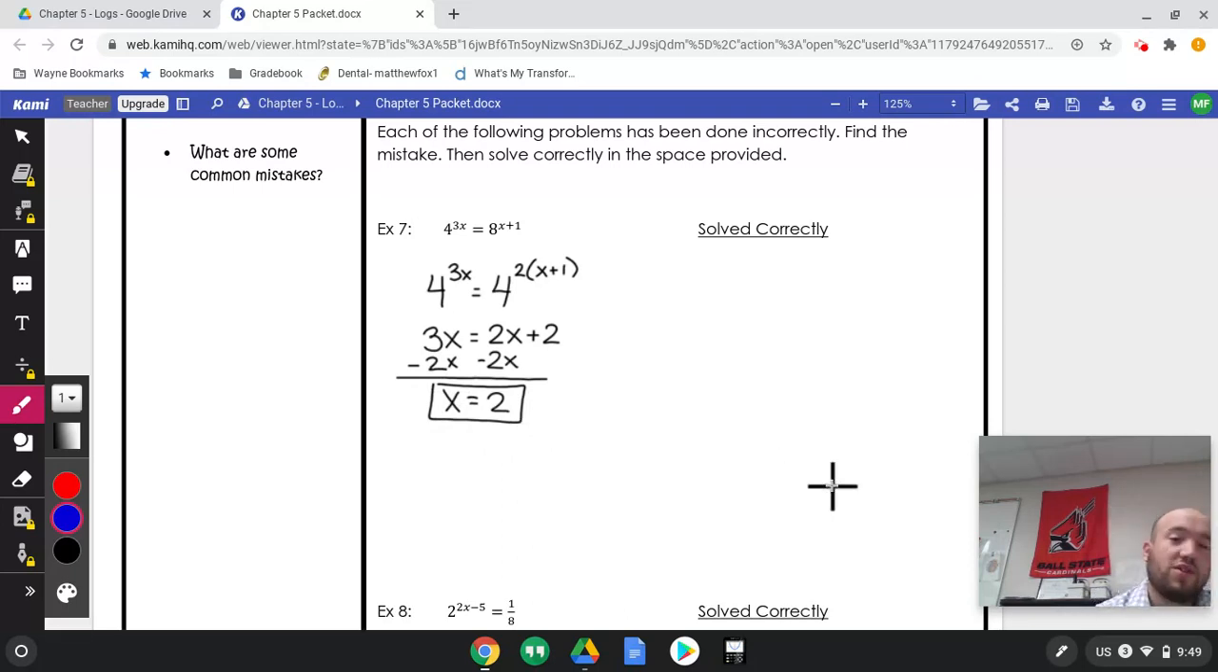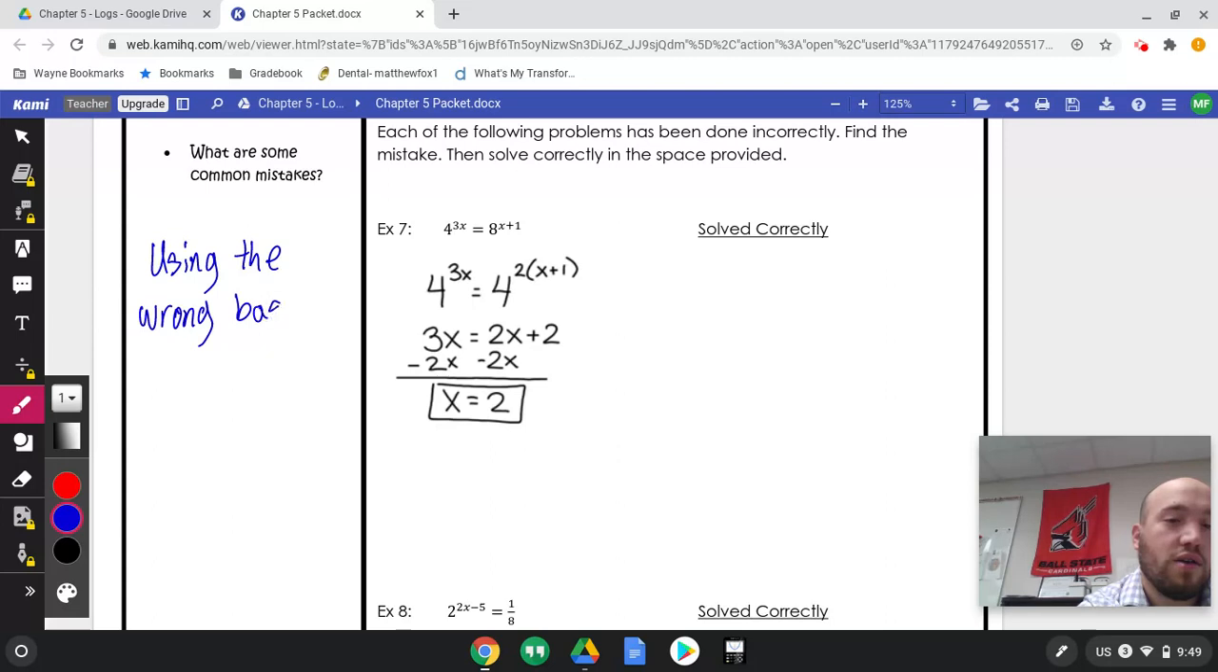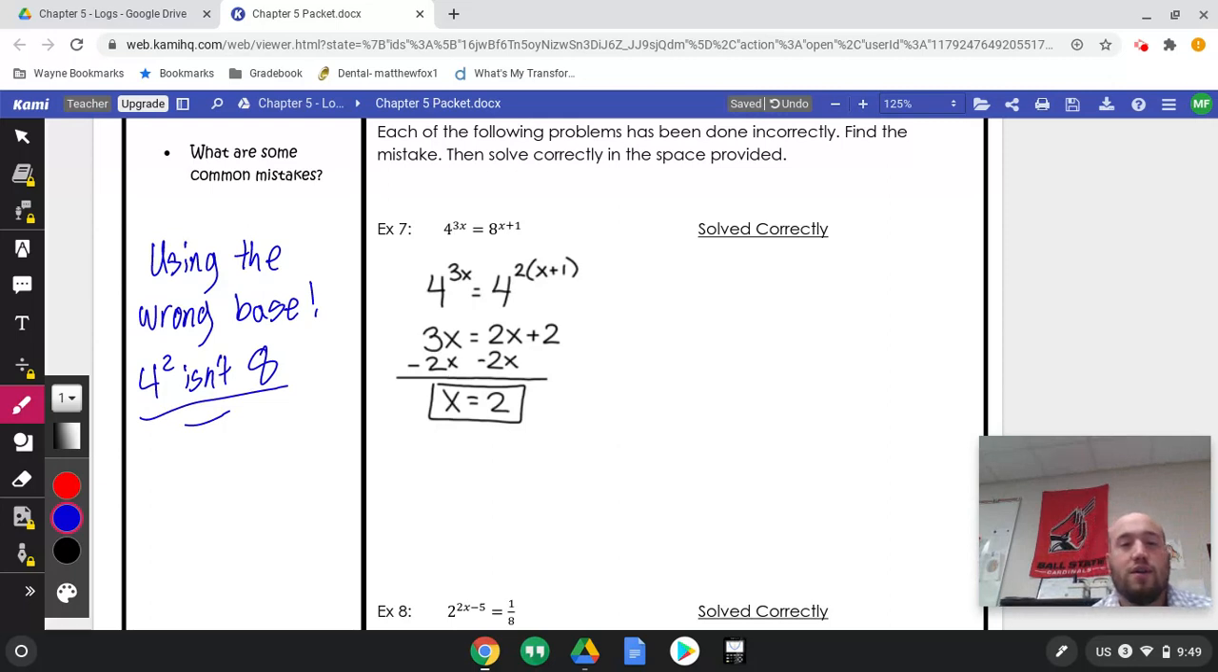However, there is a mistake here. Okay? See if you can figure it out. They used the wrong base. Whoever did this, used the wrong base. I know that it's tempting because you're thinking 4 times 2 is 8. That's not how exponents work. Okay, 4 to the second is not 8. 4 to the second would be 16. Because remember, exponents mean 4 times 4. Okay, so instead, they used the wrong base here.